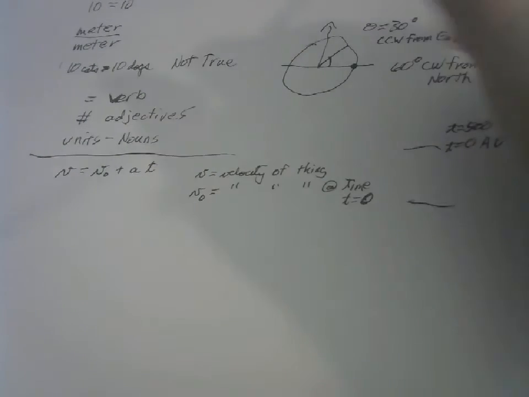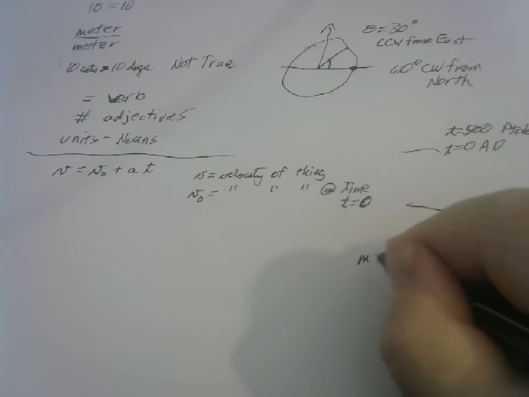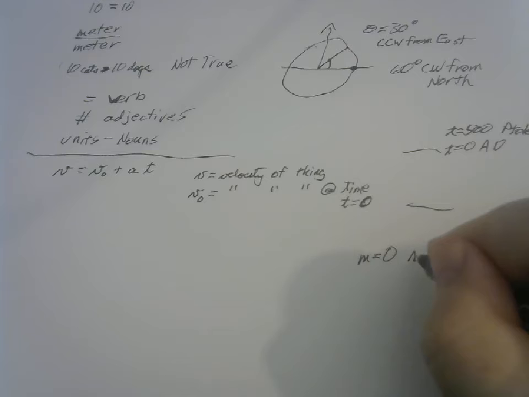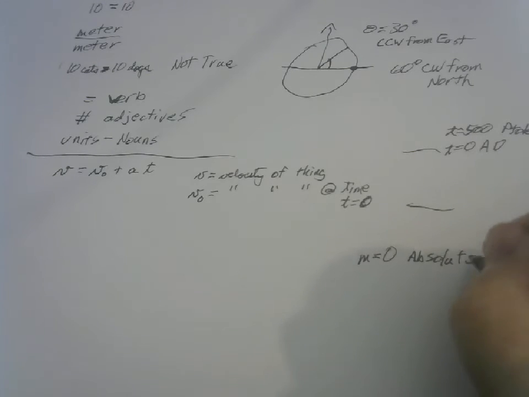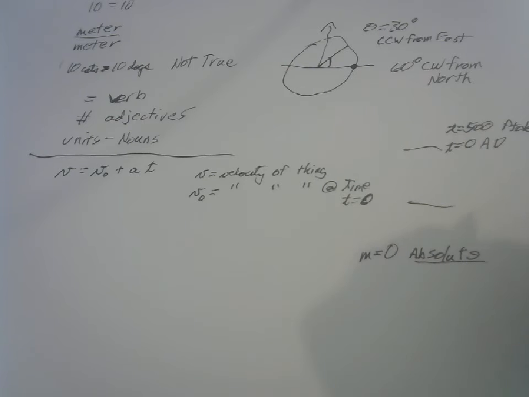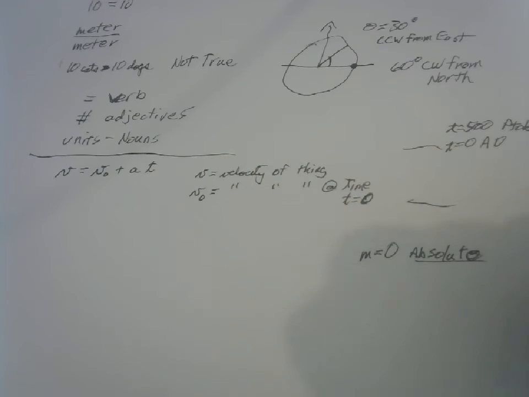If I have mass equals 0, that's going to be an absolute measurement. Basically anybody that sees that there is nothing there is going to agree that that mass is 0, and it's not going to be dependent on which direction they're facing. It's not going to be dependent on what time they've decided to call 0. If there's nothing there, there's nothing there.